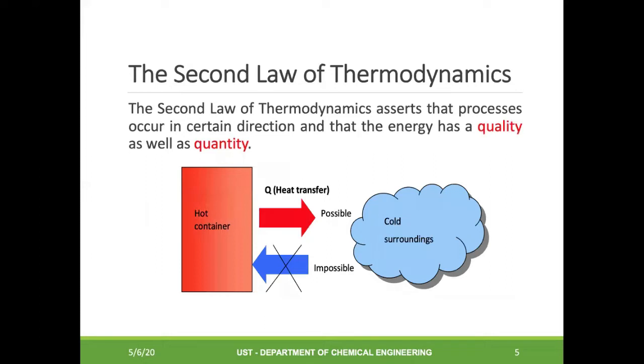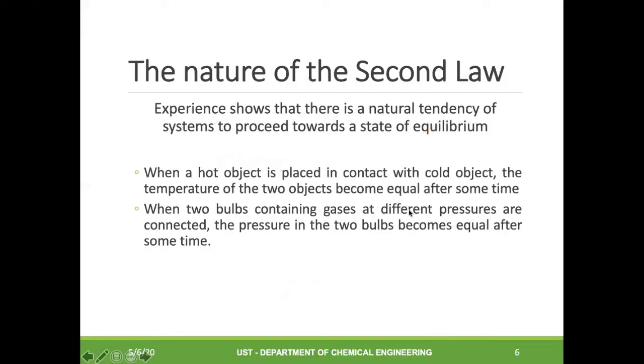The second law of thermodynamics asserts that processes occur in a certain direction, and that energy not only has quantity, but also quality. Experience shows that there's a natural tendency of a system to proceed toward a state of equilibrium. For example, when a hot object is placed in contact with a cold object, the temperature of the two objects becomes equal after some time. And when two bulbs containing gases at different pressures are connected, the pressure in the two bulbs becomes equal after some time.